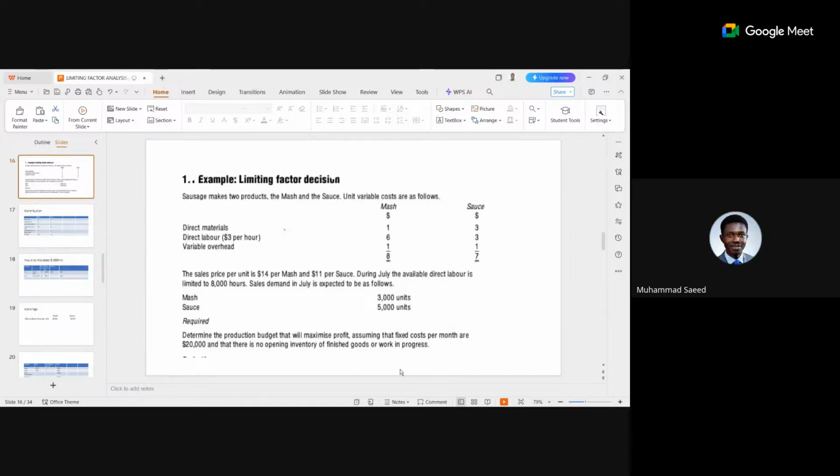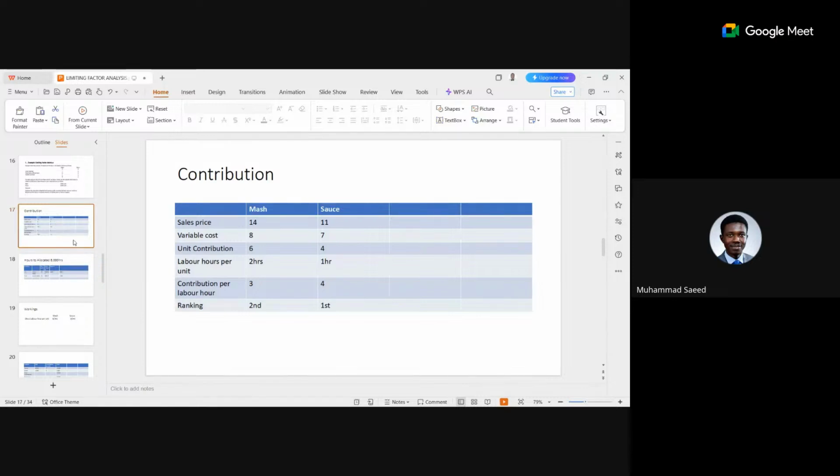Sir, please, I have a question. All right, let me hear. Please, I would like to know what's the basis of ranking. What basis do we use to rank first and second as source and the mesh? See, this is the basis: the contribution per labor hour, which is having the highest. Source first, isn't it? Because it's having 4. For mesh it's 3. So it's ranking second.